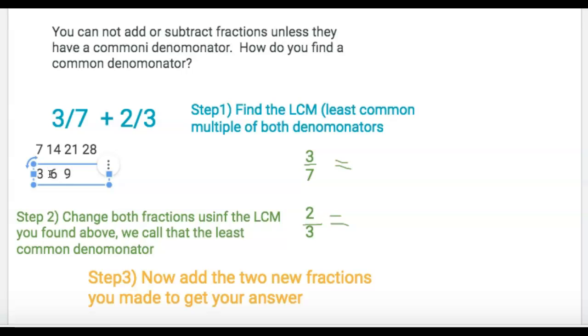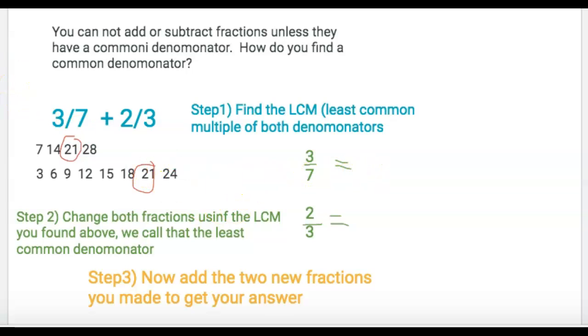6, 9, 12. I'm going to need some more space. 15 should be next, right? Yep, 15, 18, still not there, 21. Here we go. All right, now I've got something. If I look at my multiples, I'll notice that the first number they share is 21. Now remember, find the smallest number they share, because that's going to make your life easier later.